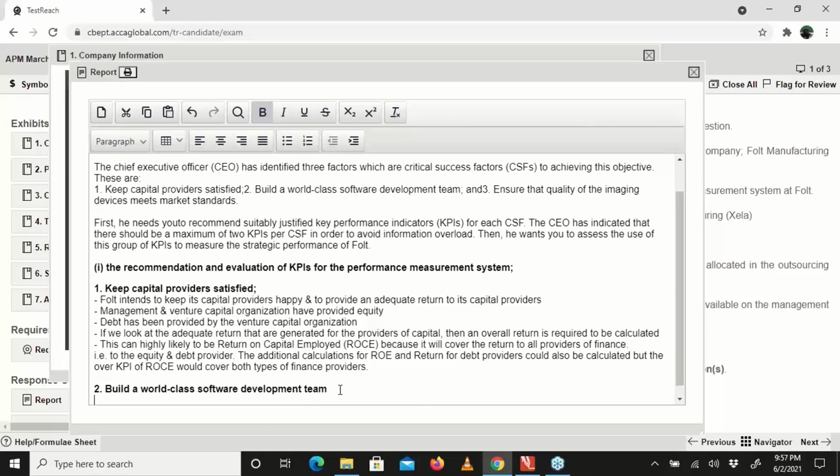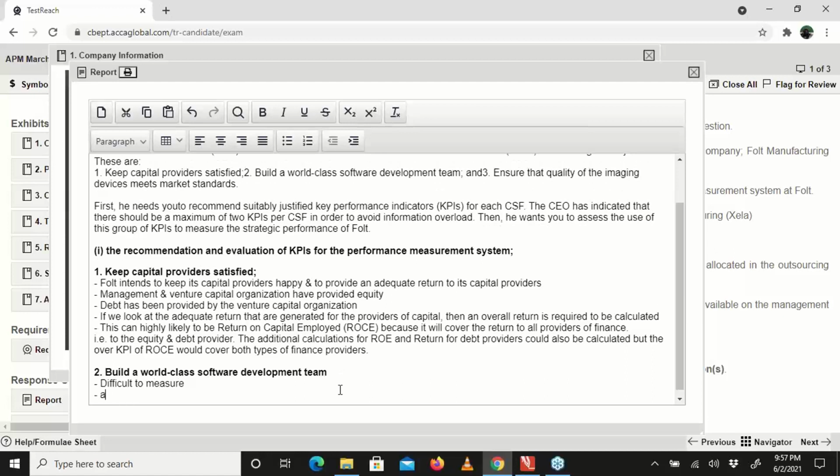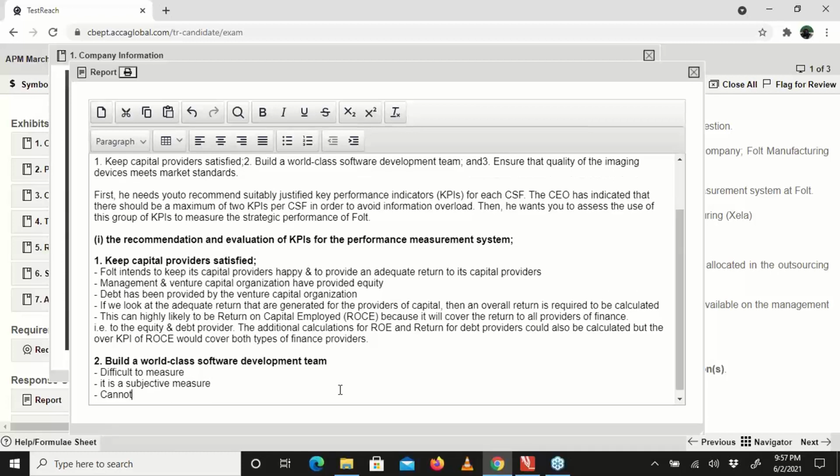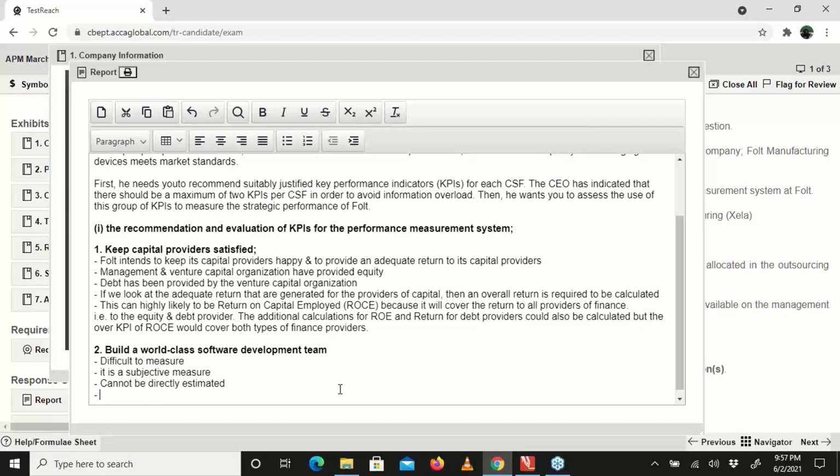Okay, now see, what happens is that this is difficult to measure as it is a subjective measure, it cannot be directly estimated. Again, I'm telling you that you have to write down the answer in terms of short paragraphs. Why do I write down the answer like this? Just because I want you to have a good idea about the various pointers that I have made to the question. So it is difficult to measure, a subjective measure that cannot be directly estimated.